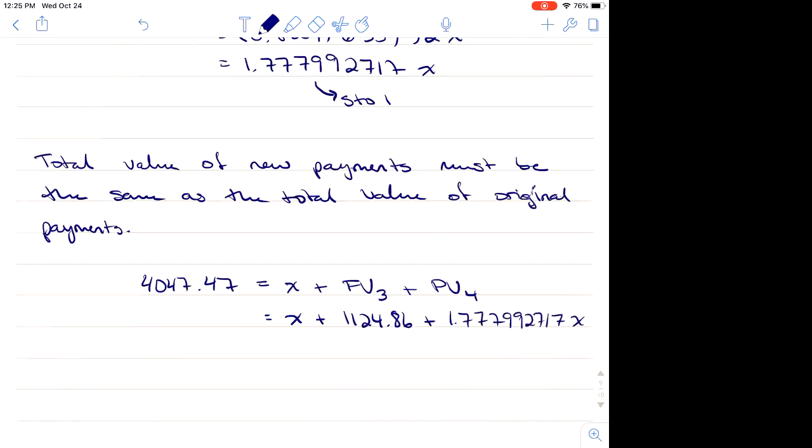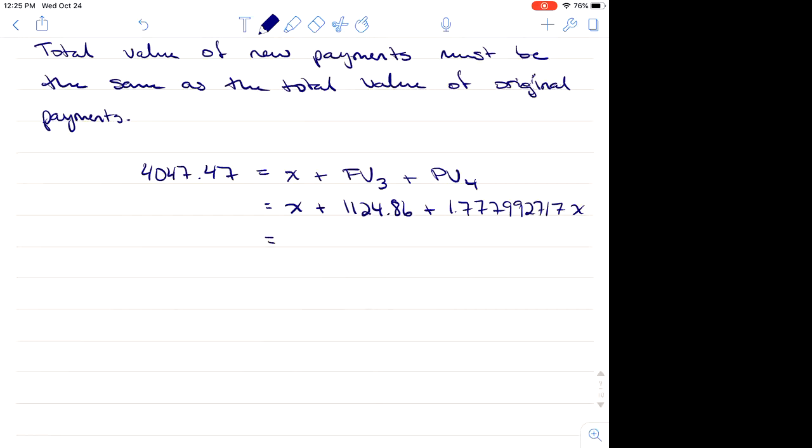Now I'm going to collect like terms, right? I've got X plus 1.77X, so I can just add those up. I get 1124.86, which doesn't have an X, so it just stays on its own, plus 2.7779927717X. Collecting like terms. This whole thing equals 4047.47.